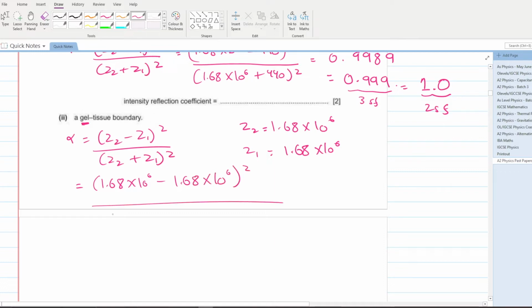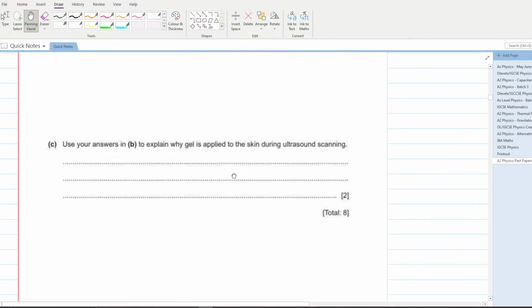This entire thing will become 0: 10 raised to the power of 6 plus 1.68 into 10 raised to the power of 6, whole square. This becomes 0, because the numerator will cancel out. The answer will come out to be 0. Simple as that. Okay, let's further move ahead.